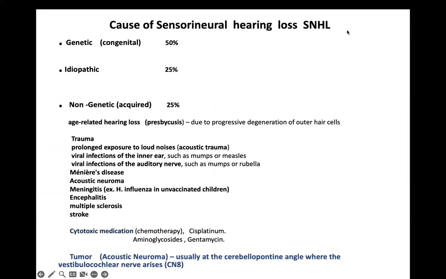Okay, sensorineural hearing loss. The most common cause of sensorineural hearing loss is genetic or congenital, okay? Genetic syndromes like Down syndrome, Alport syndrome, Jervell and Lange-Nielsen syndrome, there are so many syndromes that can cause hearing loss. That's why hearing screening when babies are born is important, especially in Saudi Arabia with the consanguinity. Other causes can be idiopathic or non-genetic, which are acquired, like age-related hearing loss. This is also a very common cause of sensorineural hearing loss to be specific.